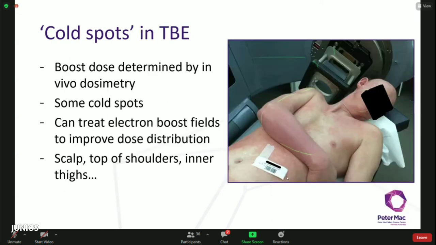And similar with the eyes, we will actually add eye shields if there's no disease around the eye area. So this is a TB patient who has undergone his treatment, but is then getting his boost fields to those cold areas. So very common cold spots are the tops of the shoulders, inner thighs, as well as the scalp, which is obviously very difficult to radiate when a patient is facing the neck. So those boost fields, the prescription of those, are informed by our in vivo dosimetry.